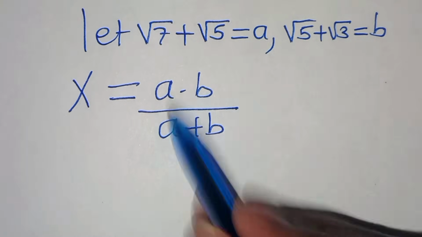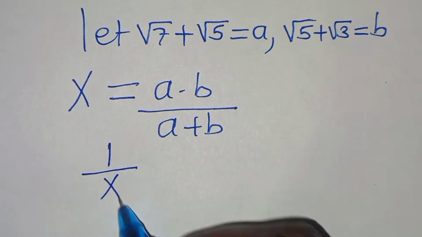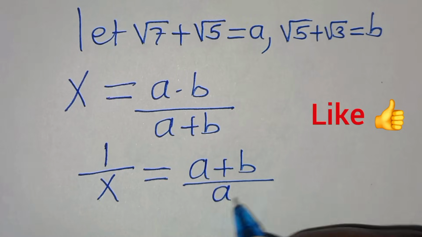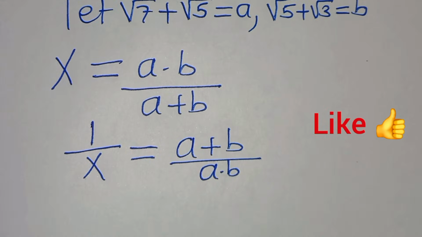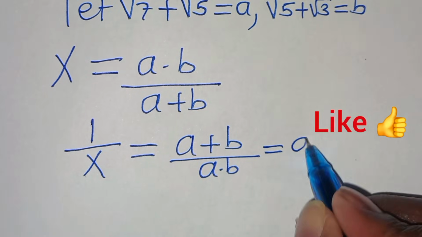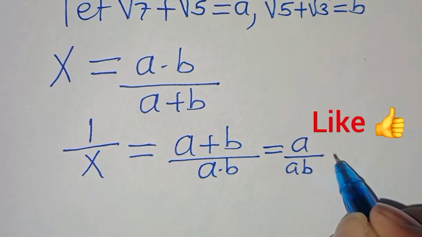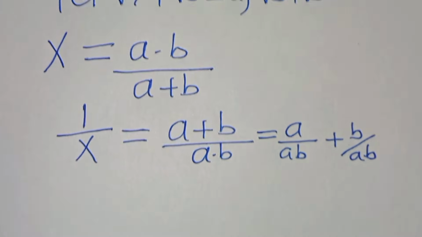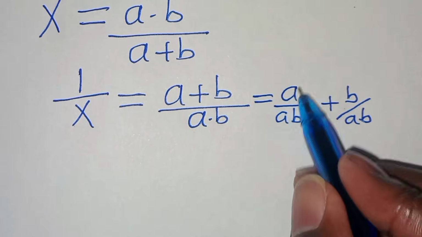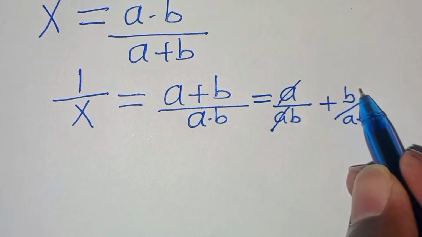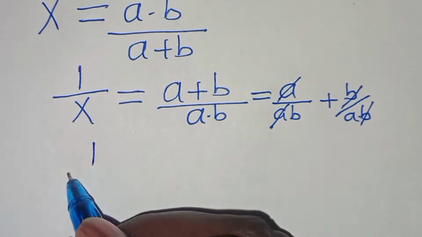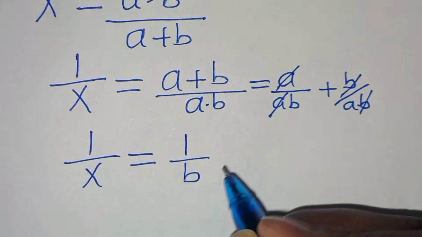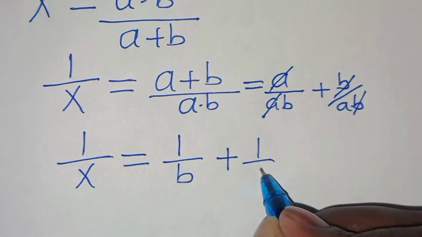Now, let's get the reciprocal of this. So this means that 1 over x is the same thing as a plus b divided by a times b, which we can express as a divided by a times b, then plus b divided by a times b. So here we simplify a and a, and here we simplify b and b. So we have that 1 over x is equal to 1 over b, then plus 1 over a.